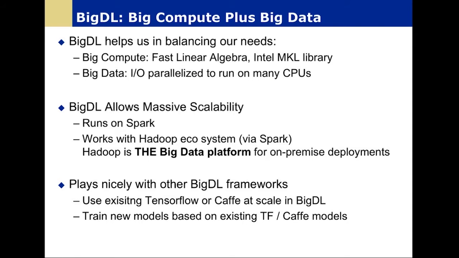Now, BigDL helps us in balancing our needs between big compute, giving us fast linear algebra, the Intel MKL library, and big data, which gives I/O parallelization to run on large clusters with many CPUs. It allows us to run on Apache Spark and works with the Hadoop ecosystem via Spark. Now, if you're not familiar, Hadoop is the big data platform for on-premise deployments. And the fact that BigDL is part of that ecosystem is a huge advantage in terms of massive scalability on big data. It also plays nicely with other frameworks. For example, TensorFlow and Caffe models are available to use at scale in BigDL, and we can train new models based on existing TensorFlow and Caffe models.